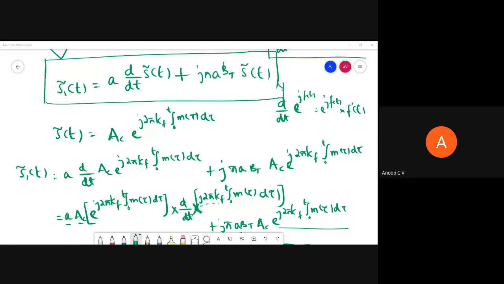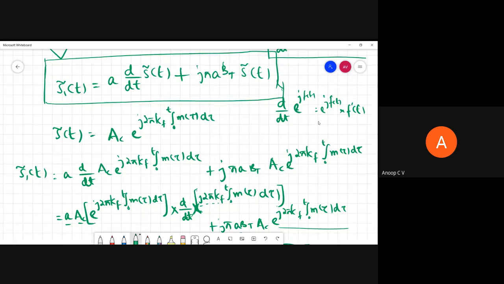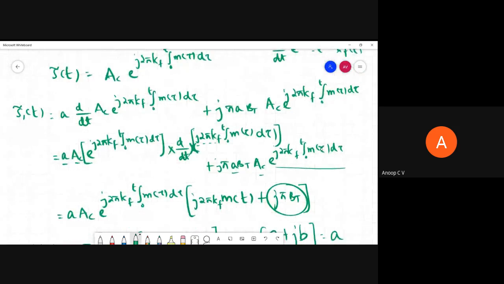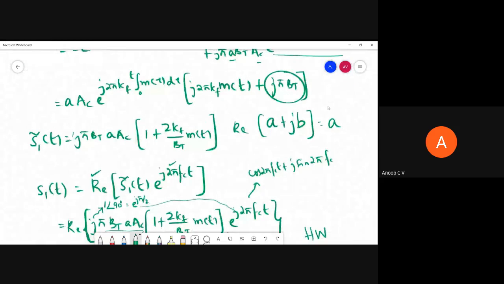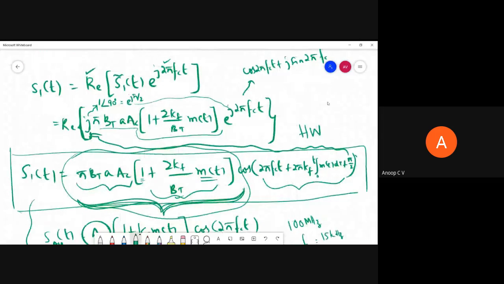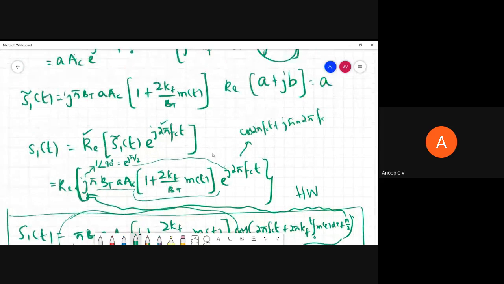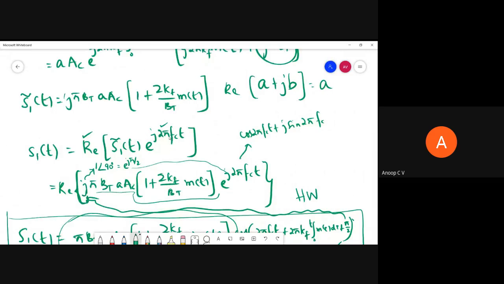Then we found s tilde of t. Then we converted the first part, the slope circuit part, into its low pass equivalent. Then we found the low pass equivalent of S1 of t, and converted it back into the band pass equivalent. Then we identified the envelope. The envelope of S1 of t was nothing but the magnitude of the low pass equivalent. That we found out.